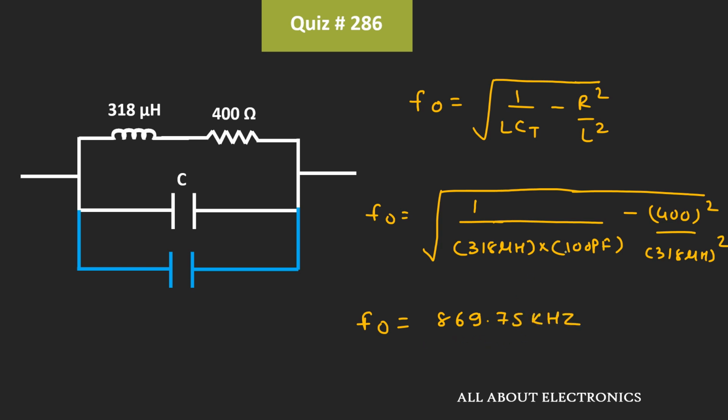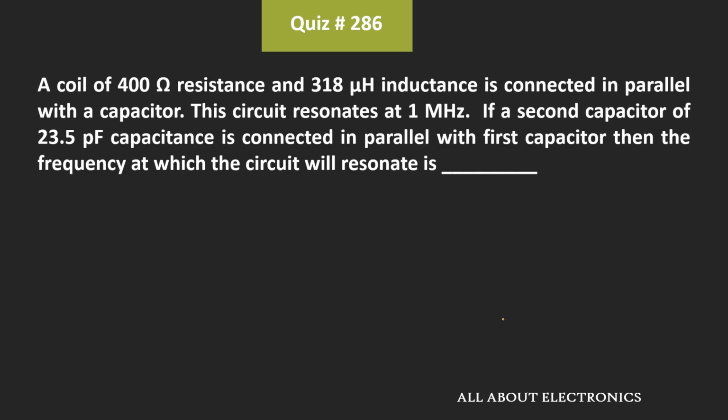Here we have approximated the value of the total capacitance as 100 picofarad. Based on the approximation of this total capacitance value, the resonant frequency will slightly vary. But approximately we can say that this resonant frequency is equal to 869 kHz. So from this we can say that with the addition of the new capacitance, the resonant frequency of the given circuit is equal to 869 kHz.